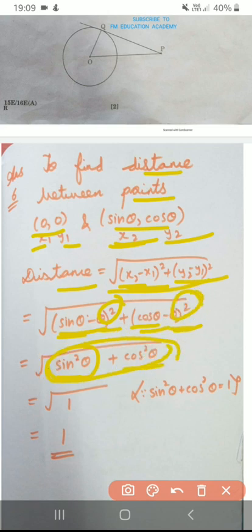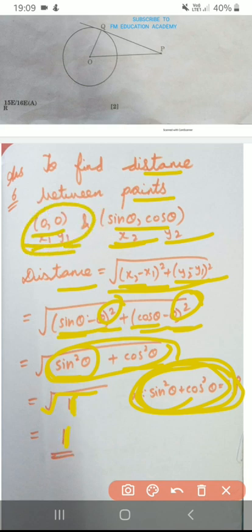Now what is sine square theta plus cos square theta? Sine square theta plus cos square theta is 1. So what is root 1? Root 1 is 1 only. So the distance between the point 0, 0 and sine theta, cos theta is 1.